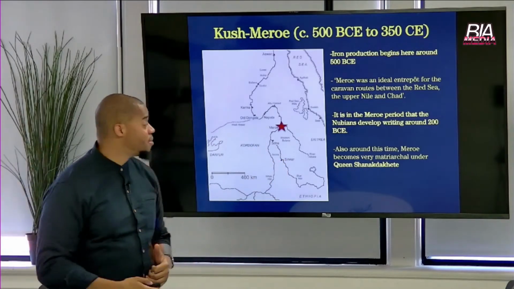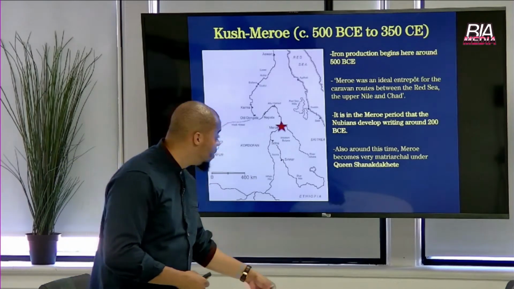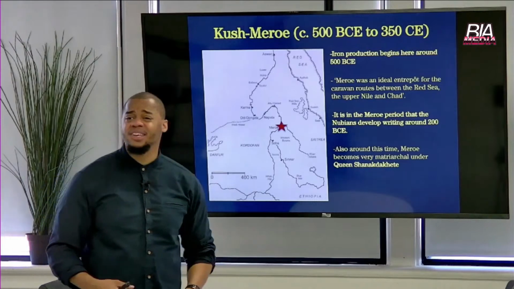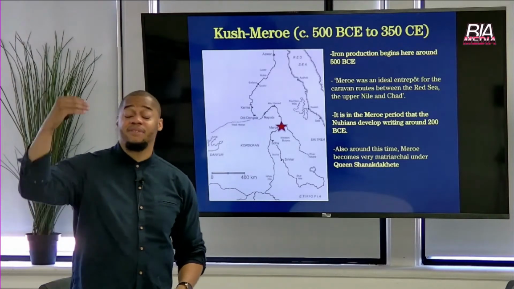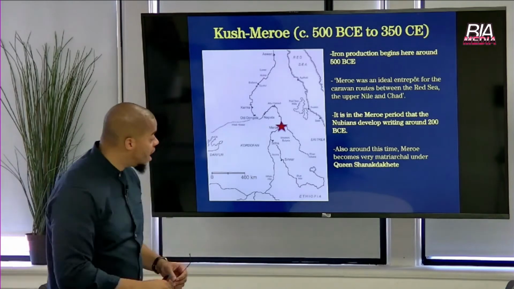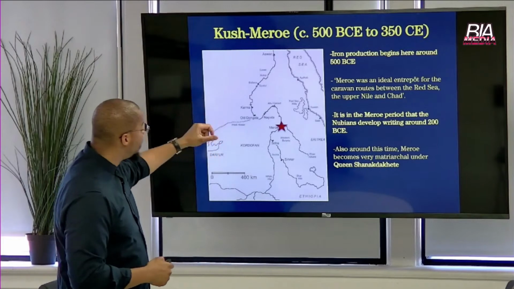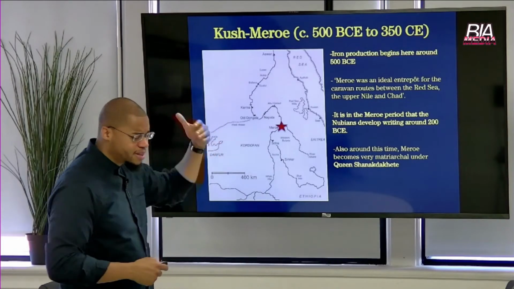Same thing that happens with Nubia once they move the capital to Meroë. And at the same time, around 200 BCE, they develop writing. So they develop iron and then writing. And this is where we get the Meroitic script to talk about these things. And Meroë continues to be a superpower even after Egypt starts to decline.